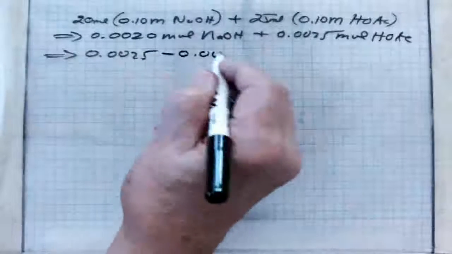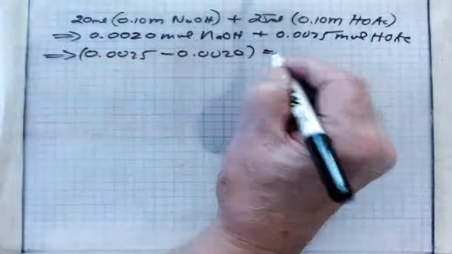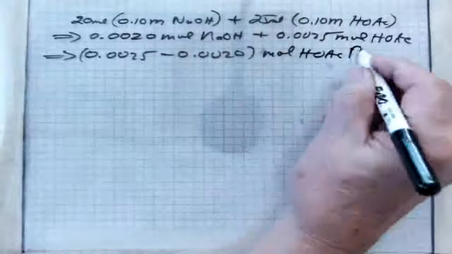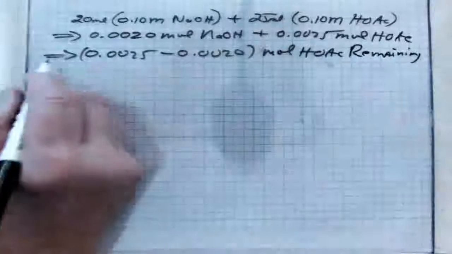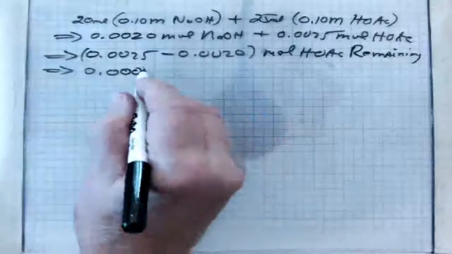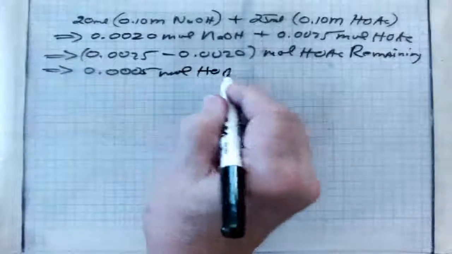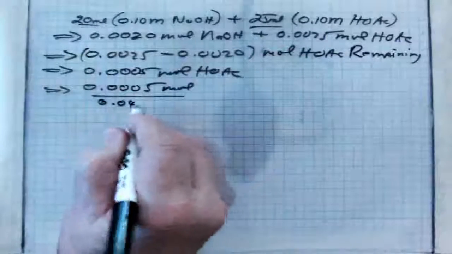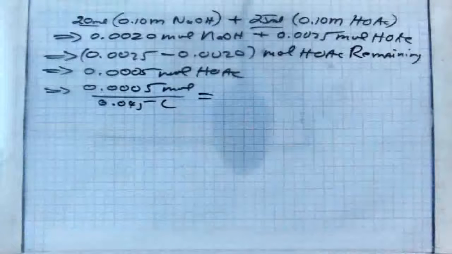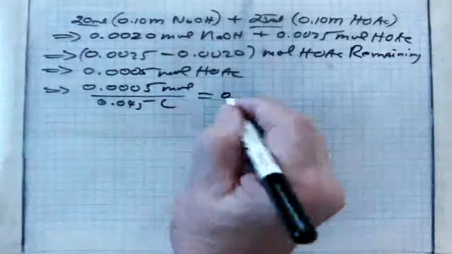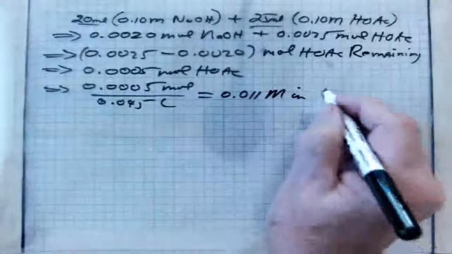0.0025 minus 0.0020 and 0. And it's 0.0005 mole HOAc, which gives us 0.0005 mole over 20 and 25, 45, 0.045 liter. And again, it's 0.011 molar in HOAc.